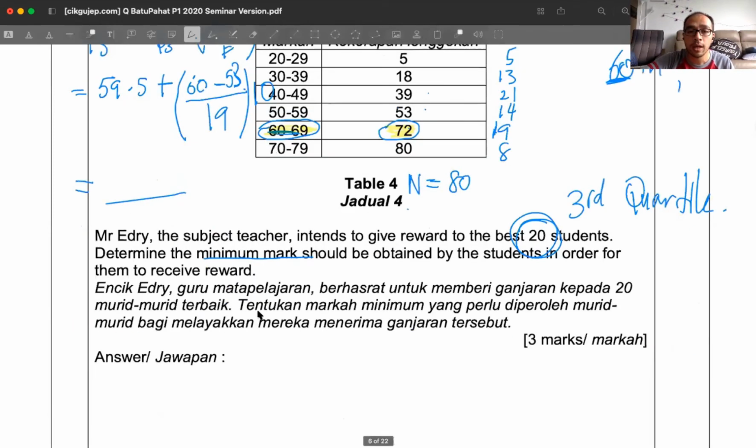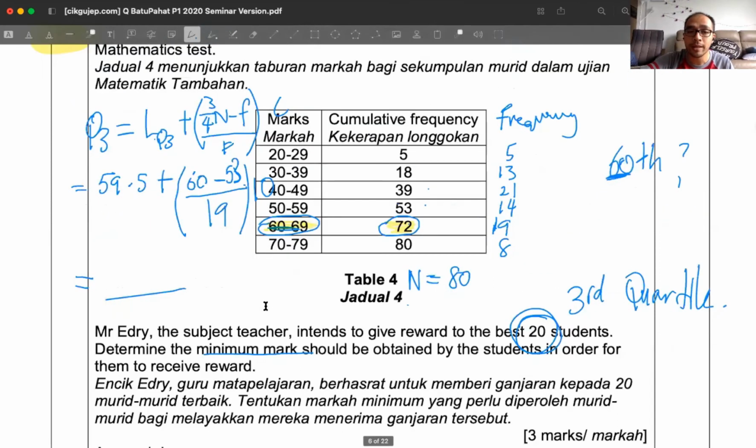Okay, so this question, it's not specifically telling you to count the third quartile. So usually questions with median, third quartile, they will tell you, okay, calculate the third quartile, calculate the first quartile. But they changed the question so that they are asking you to think, okay, best 20 students means the top 20. Top 20 means the third quartile, yang di atas. Because the first quartile is the bottom 20 students.